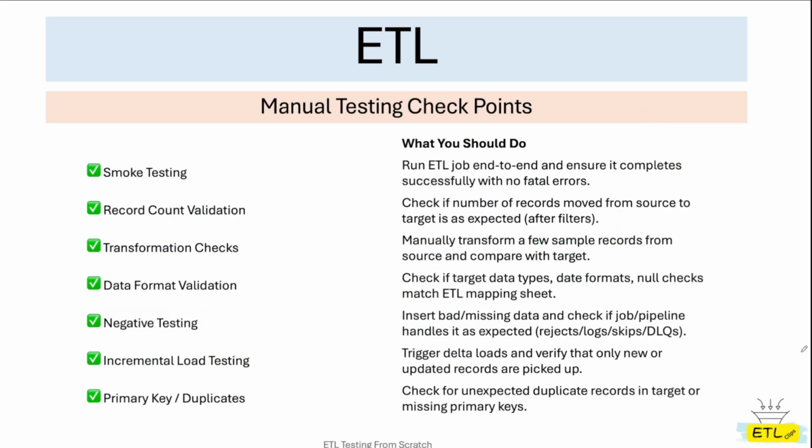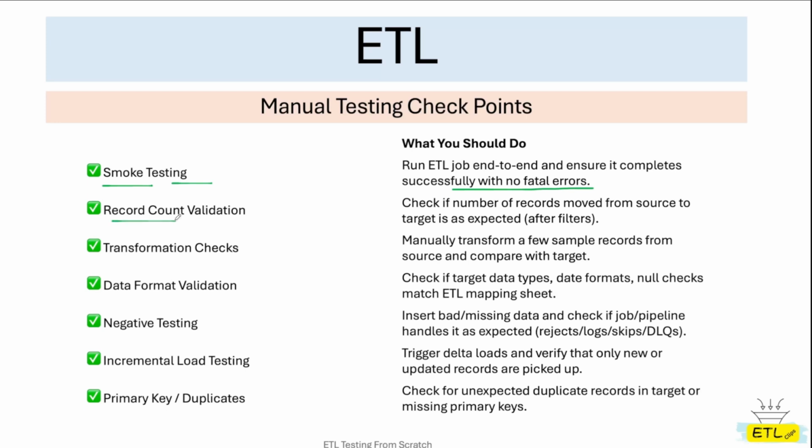Now let's look at manual testing checkpoints. What exactly these checkpoints are and what all things are to be tested or checked as part of that testing. For example, smoke testing. Run the ETL job end to end and ensure it completes successfully with no fatal errors. In smoke testing, we do not cover too many things. We cover end to end very important scenarios, and we have to make sure there are no severe errors, so the pipeline is okay. So that is called smoke testing.